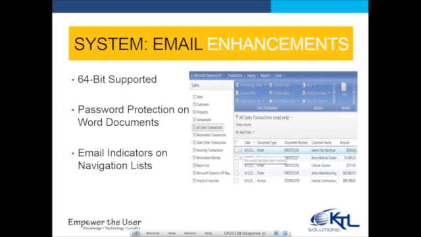Once again, email enhancements: 64-bit supported, password protection on Word documents, and you have email indicators, as you can see right here, a little email icon that says this record has been sent in an email. So if you do a lot of email capabilities, if we're using it for sending out orders or order confirmations or invoices, you can see quickly that an email was sent out to that user.